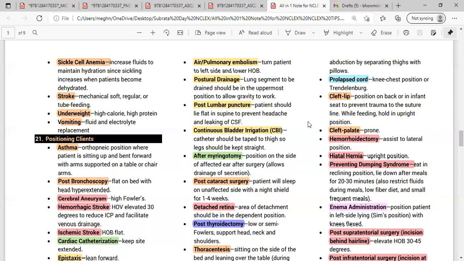During the lumbar puncture, the patient position should be lying down or sitting, but after lumbar puncture, what should be the ideal position? The patient should lie down flat in supine to prevent headache and leakage of the CSF, cerebrospinal fluid. Supine position means if anybody lies on their back, right?